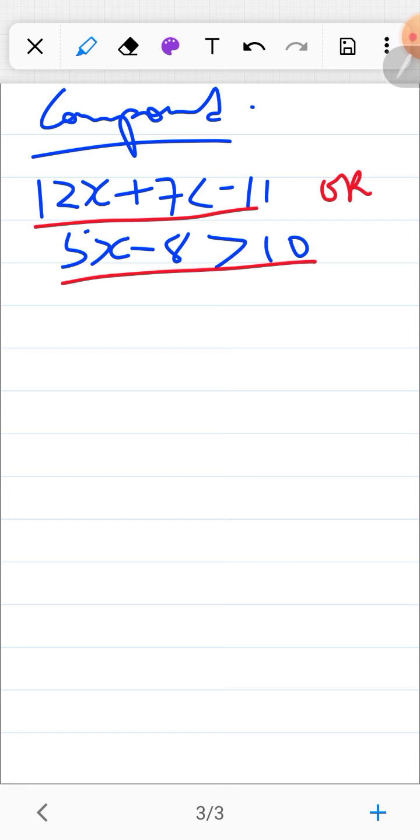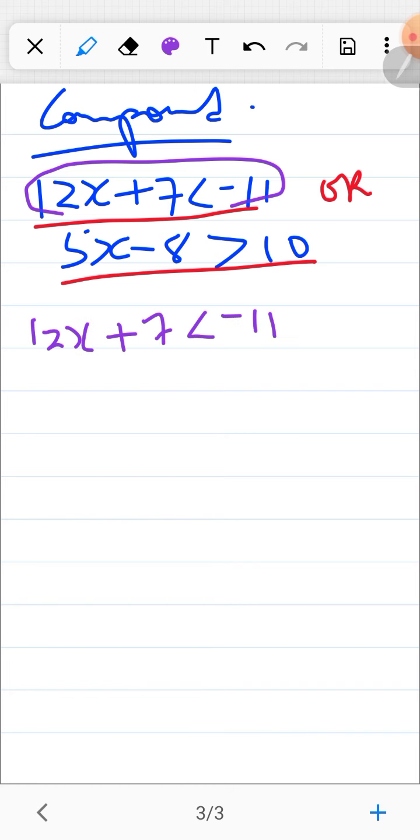I will start by solving this one first. 12x plus 7 less than negative 11. First step, move the 7 over.